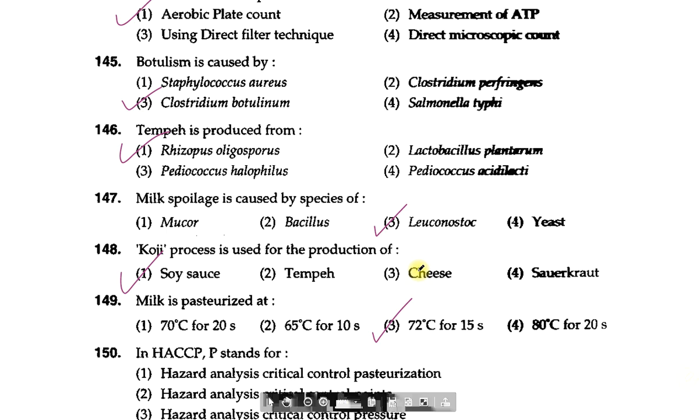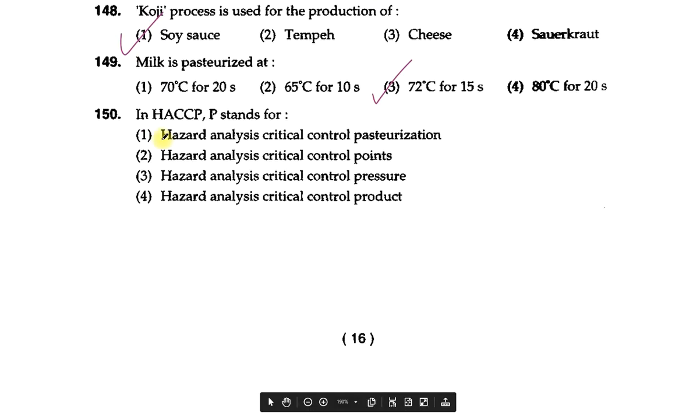Last question, question number 150. In HACCP, P stands for 1. Hazard analysis critical control pasteurization, 2. Hazard analysis critical control points, 3. Hazard analysis critical control pressure, 4. Hazard analysis critical control product. So here the option 2, hazard analysis critical control points, is correct. This is a systematic approach for identification, evaluation and control of food safety hazards.